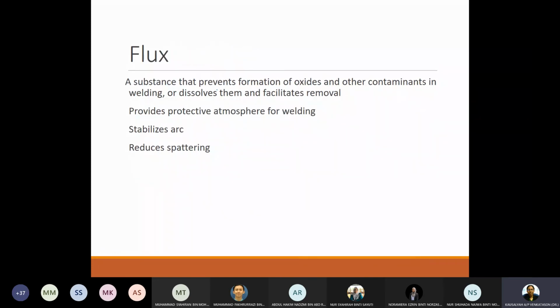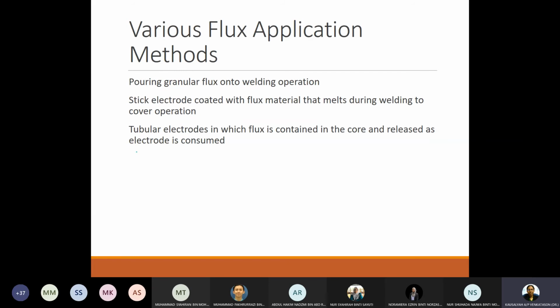So what is flux? It's a substance that prevents the formation of oxides and other contaminants in welding, or dissolves them and facilitates their removal. So it provides a protective atmosphere, it stabilizes the arc, and it reduces the spattering. When you have welding, you have a lot of arc spatter, so the flux will reduce it.